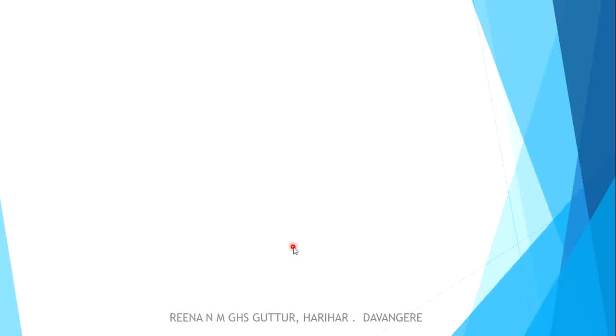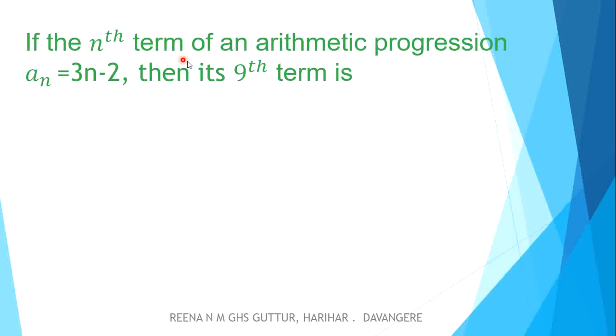Okay, so the next question: if the nth term of an arithmetic progression an is equal to 3n minus 2, then its ninth term. So you have already understood that the ninth term we have to find out, means substitution of 9 in the place of n. This question is taken from September 2020. This is a 1 mark question.